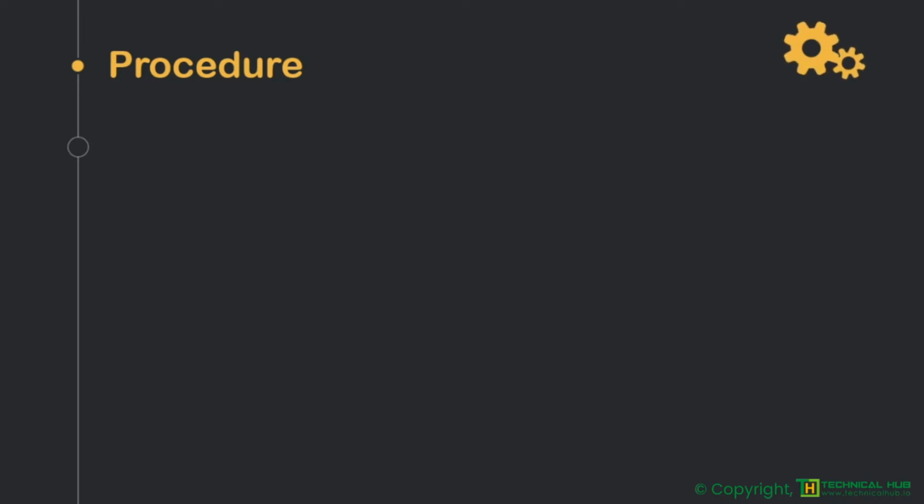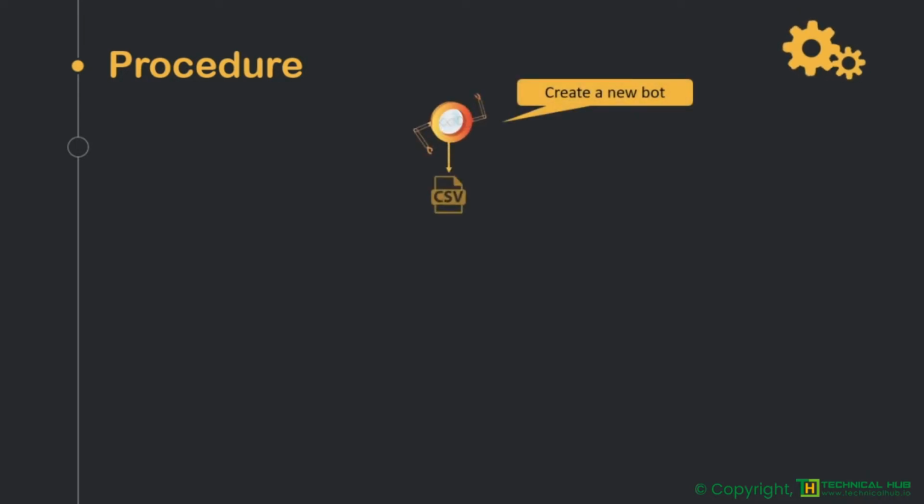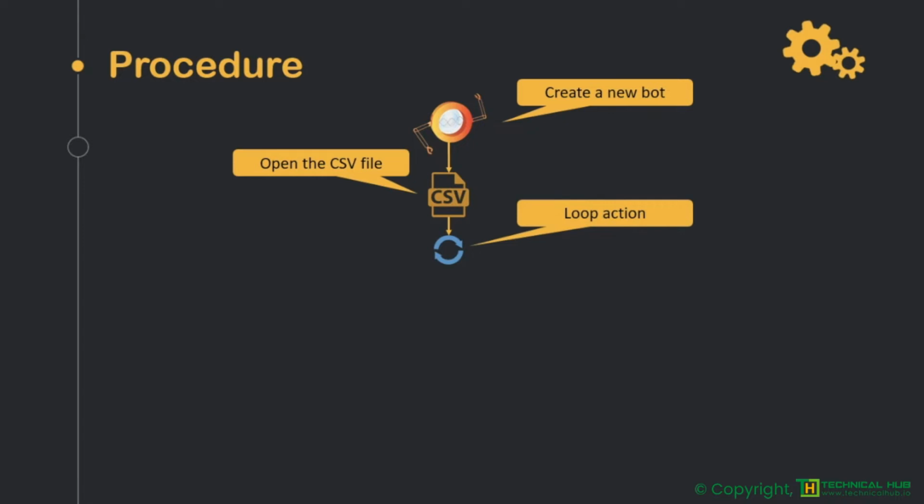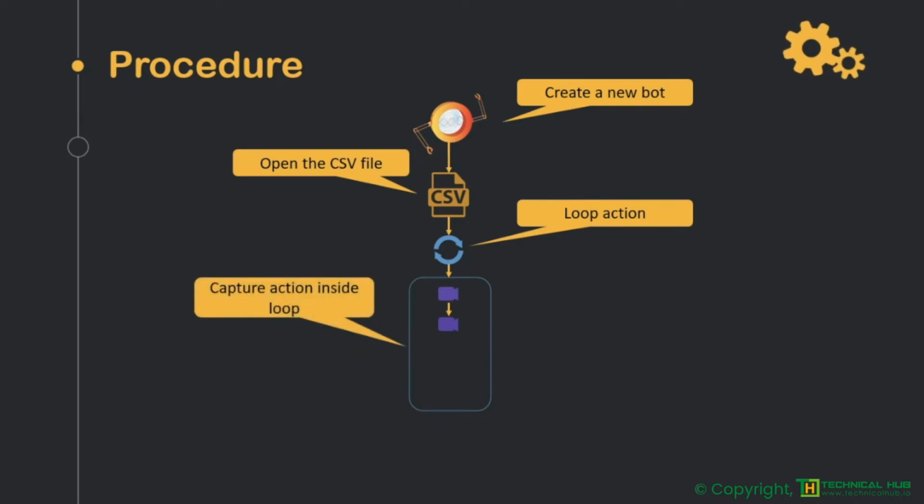Step 1. Create a new bot. Step 2. Open the CSV file. Step 3. Instruct the bot to process the data row by row using loop action and store each row in a record variable. Now, do the remaining steps inside the loop. Step 4. We will map the first column header to the web form text box. Repeat this to map the other columns. Step 5. Capture the submit button to submit the form.